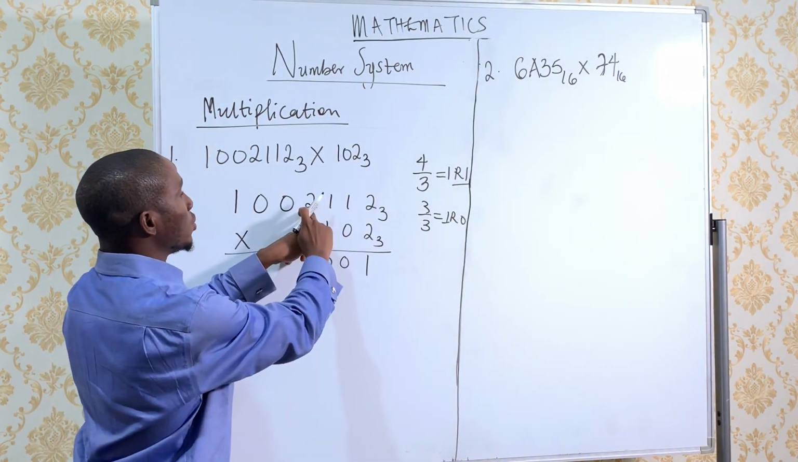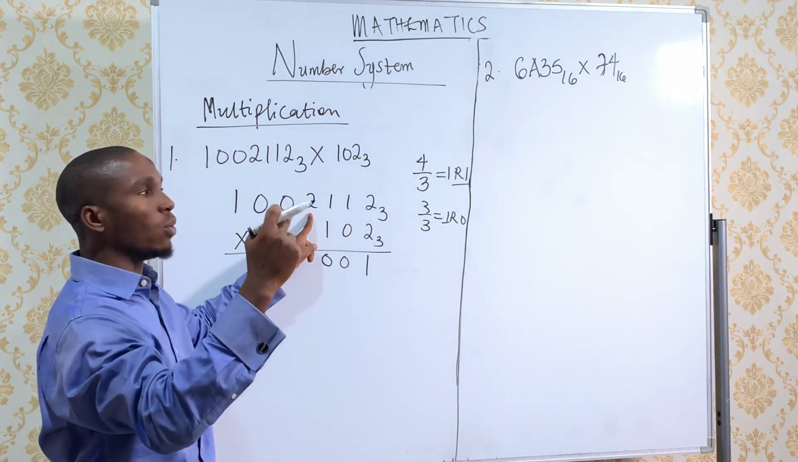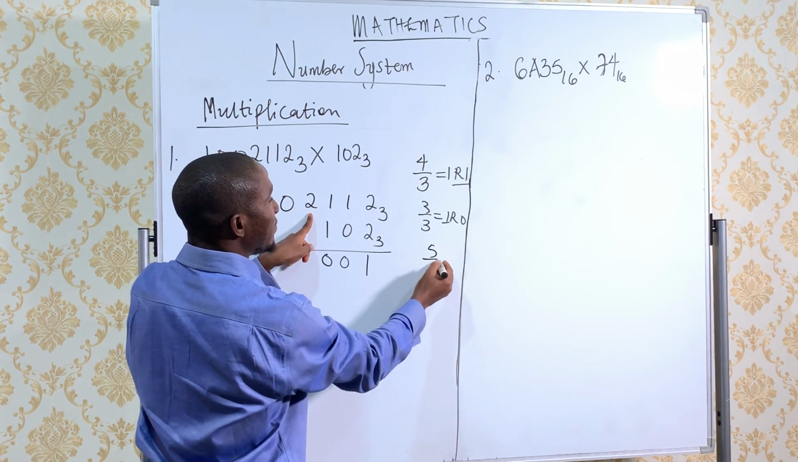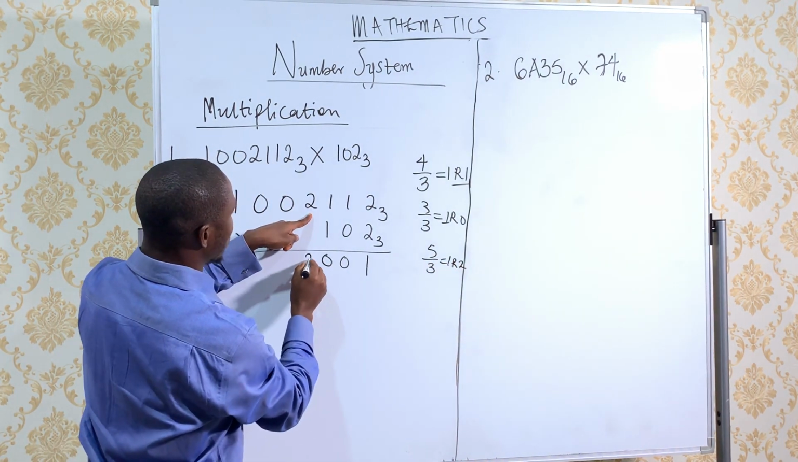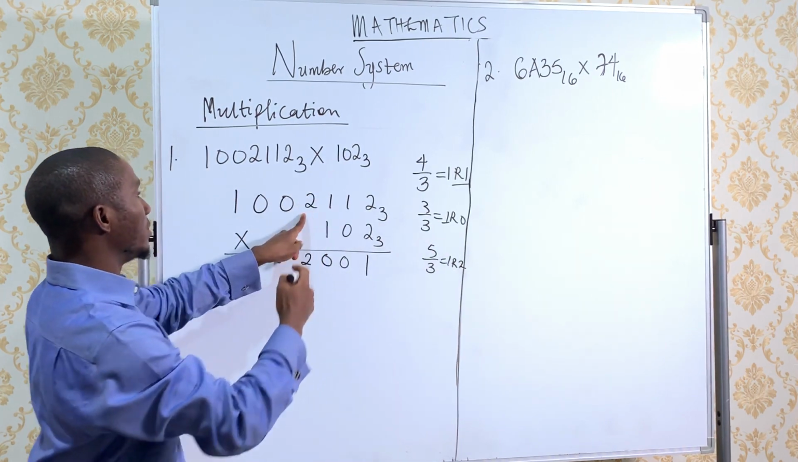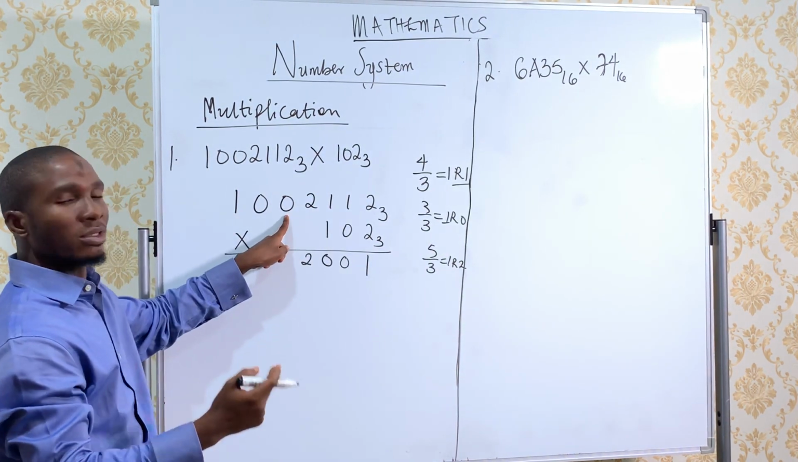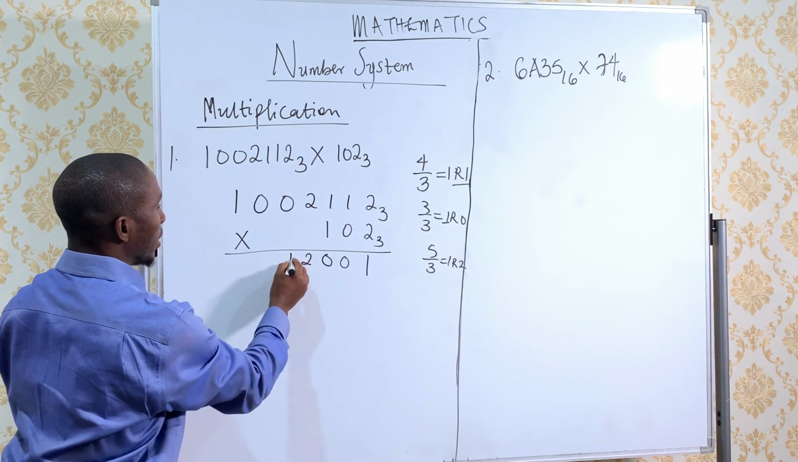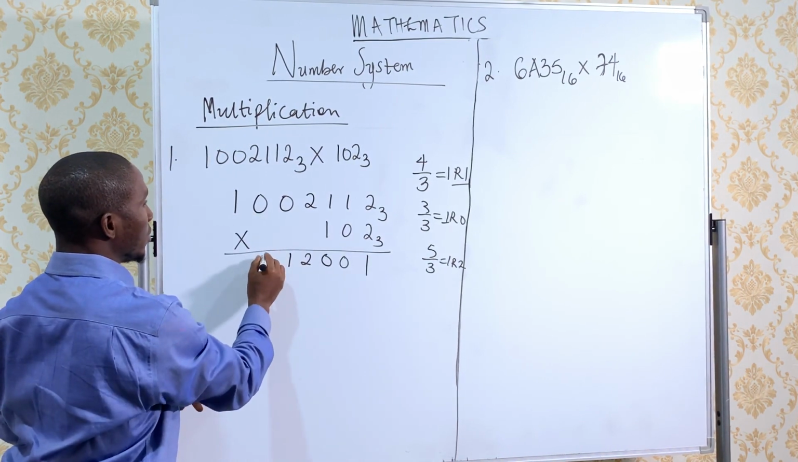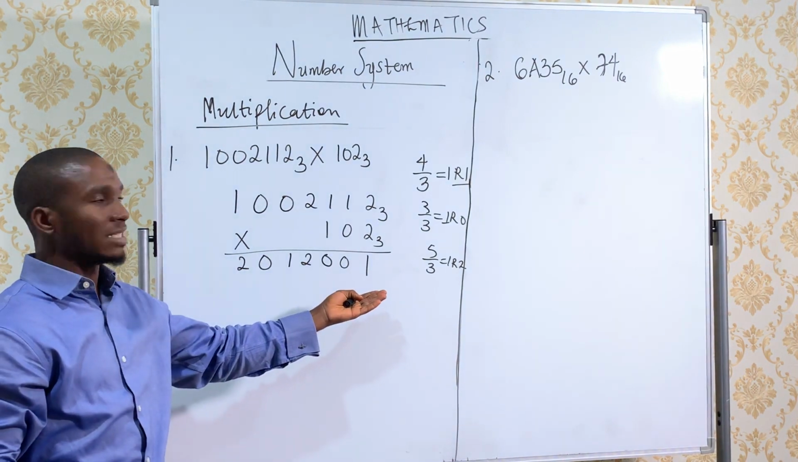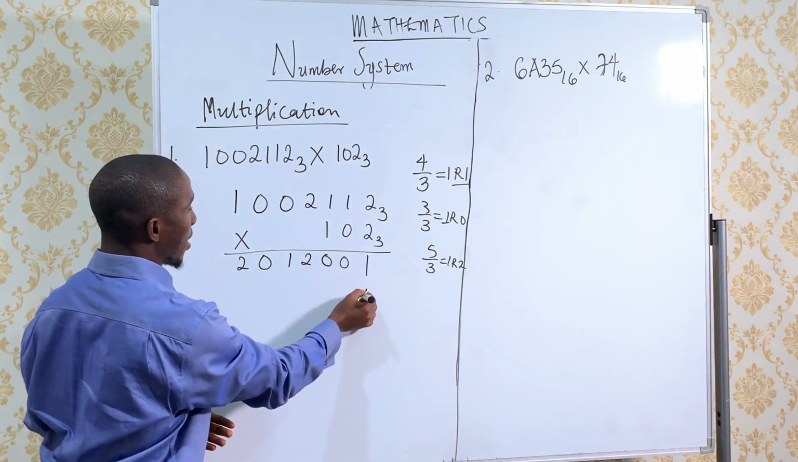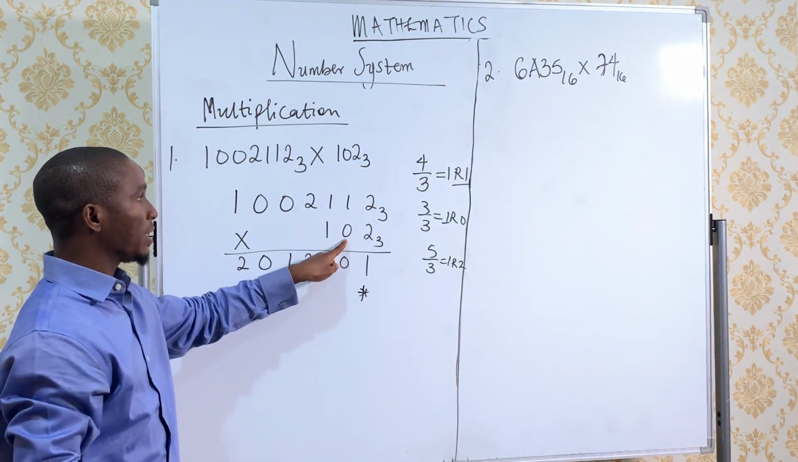Now, 2 times 2 will give us 4, plus 1, that will be 5. So 5 divided by 3, that will give us 1, remainder 2. So you put down 2, and you carry 1 to the next number. 2 times 0, 0, plus 1, 1. 2 times 0, 0. 2 times 1, 2. That's the first multiplication.